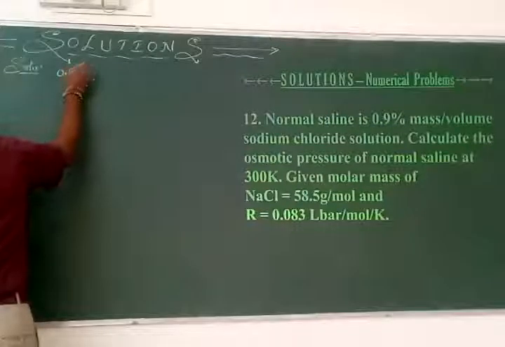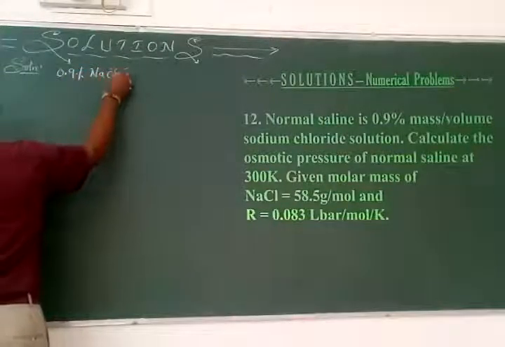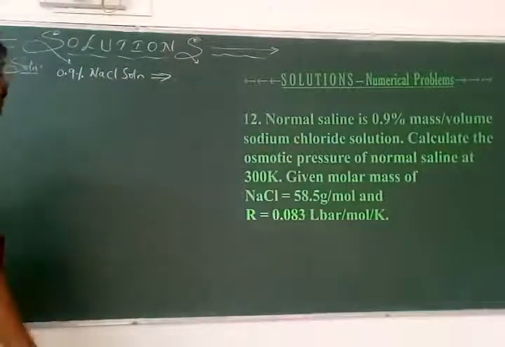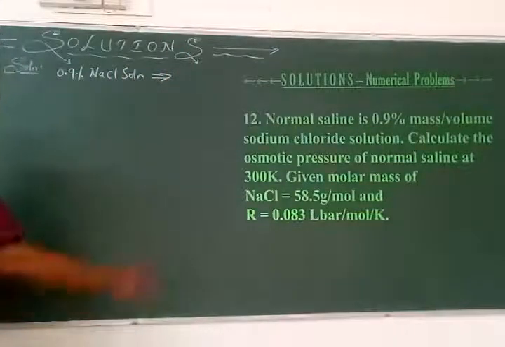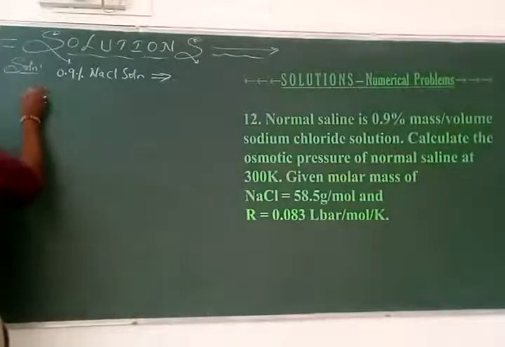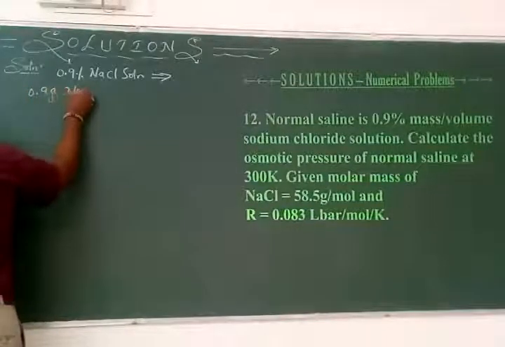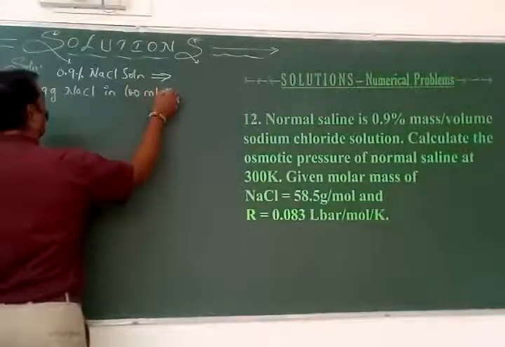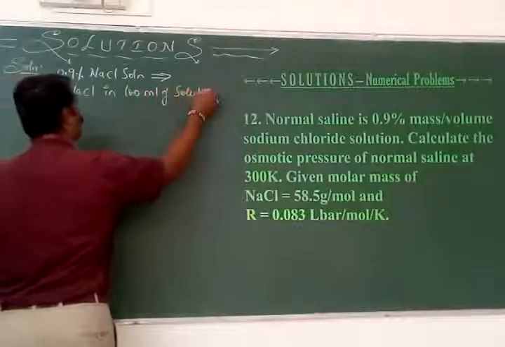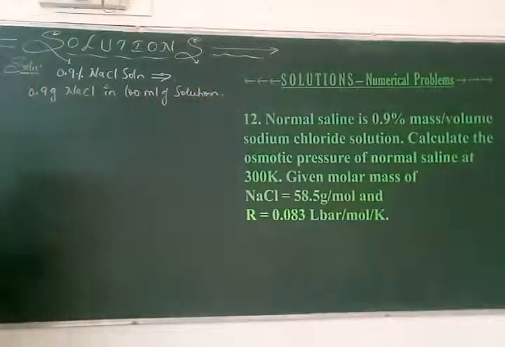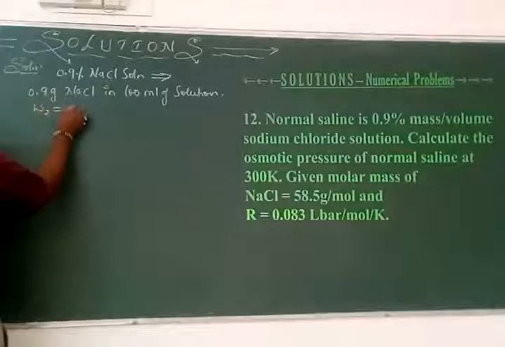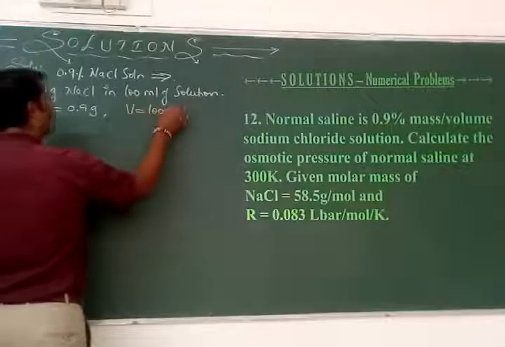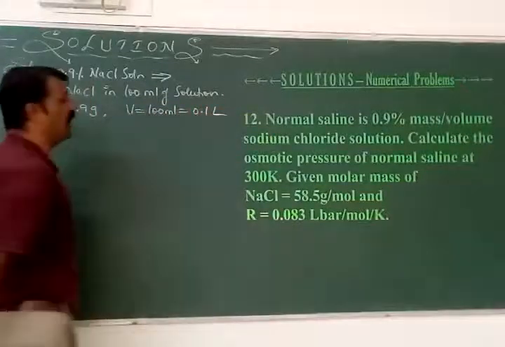So here, 0.9% NaCl solution implies. What's the meaning of that? Saline means sodium chloride. How much percent is it? 0.9%. What's the meaning of that? 0.9 grams of NaCl in 100 cm cube or ml of the respective solution. So we get the two factors here. W2 is equal to 0.9 grams and V is equal to 100 ml, which is equal to 0.1 in terms of liters.